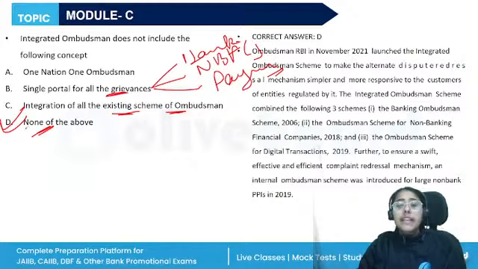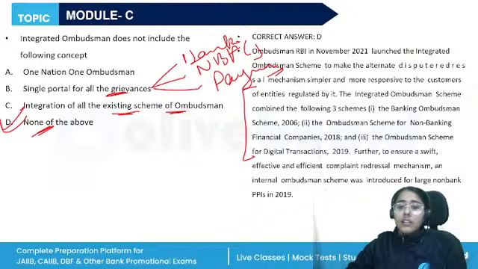RBI in 2021 launched the Integrated Ombudsman Scheme to make the alternate dispute redressal mechanism simpler. So the Banking Ombudsman Scheme of 2006, the Ombudsman Scheme for the NBFCs 2018, and the Ombudsman Scheme for Digital Transactions 2019 have been integrated.